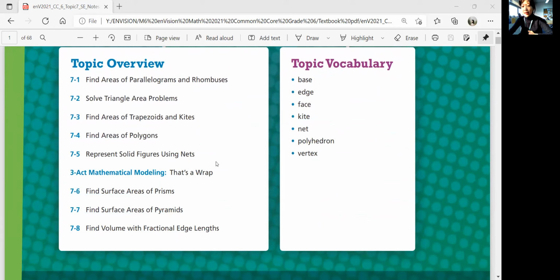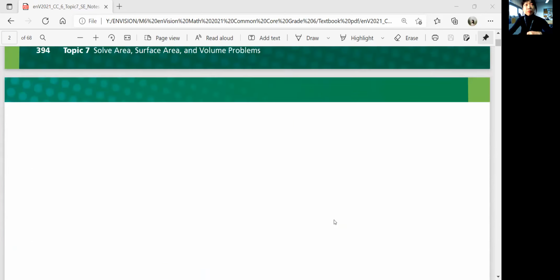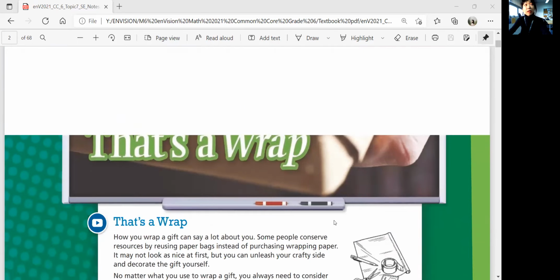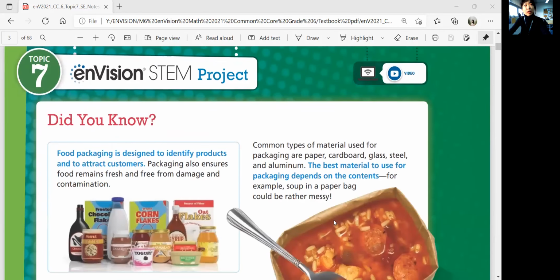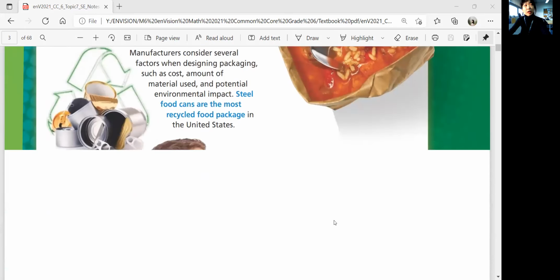We have 8 lessons in this topic, and some topic vocabularies include base, edge, face, kite, net, polyhedron, and vertex. These are essential for you to learn the concepts taught in topic 7. Here's some 3 ACT math situation. There's the STEM project.